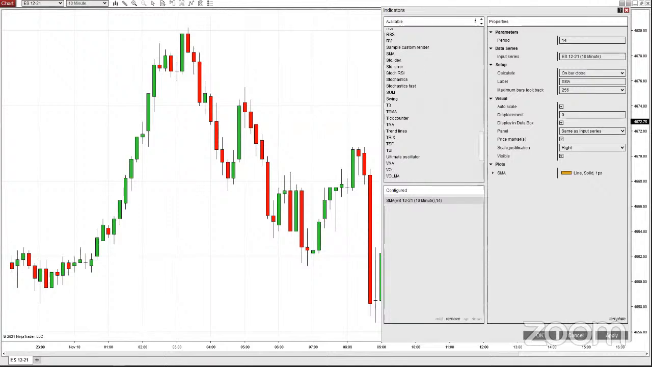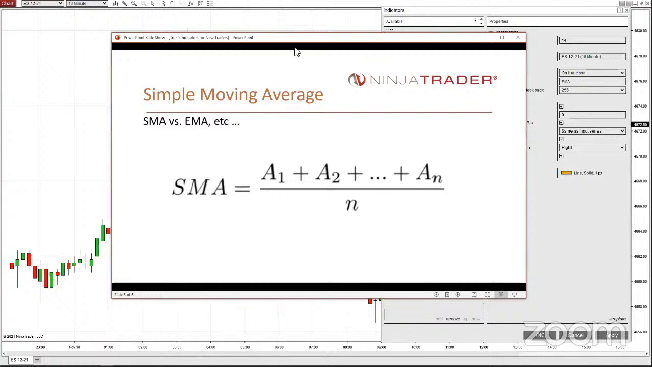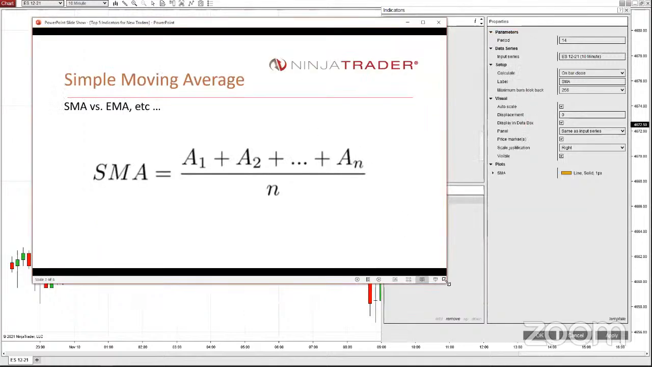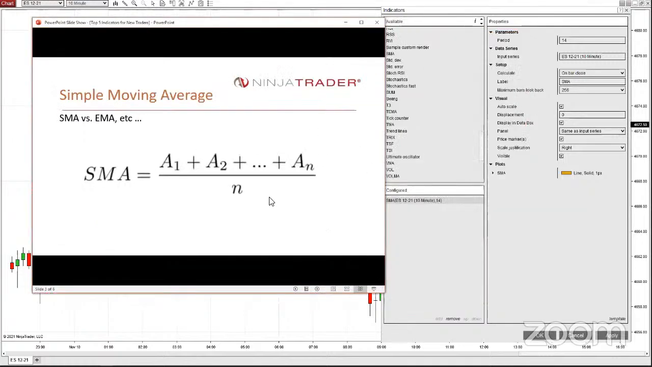What does that mean? Let me just show you the equation. It's a real simple equation. All we're doing is taking 14 periods of time, adding up the prices and dividing by how many periods. Just a simple moving average, just an average, right?